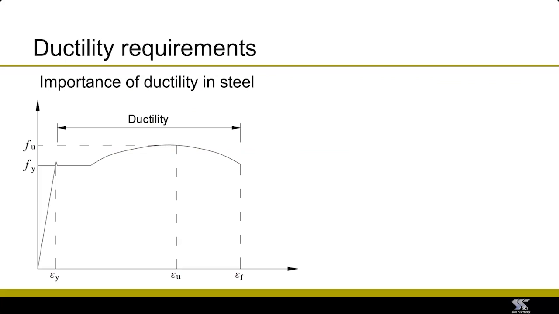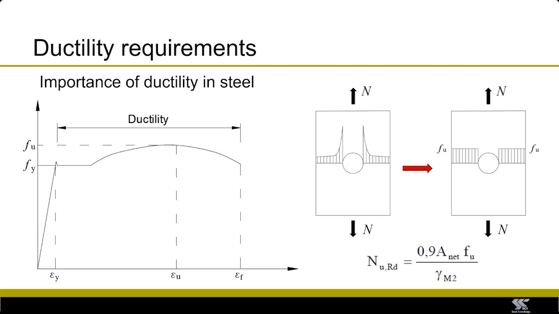Eurocode 3 specifies a series of requirements on the steel to ensure it has sufficient ductility to guarantee that the assumptions that are made during designs are valid. So these assumptions include the ability of the steel to redistribute stresses or strains, which is necessary, for example, when calculating the resistance to net section fracture of a plate containing a hole.